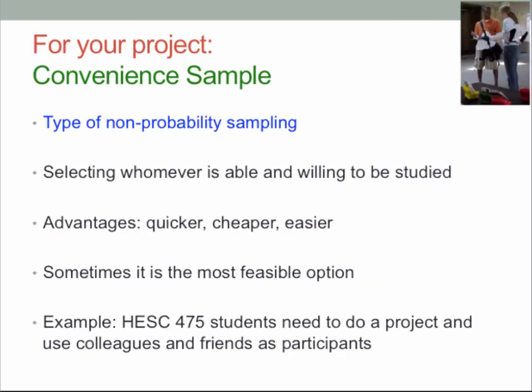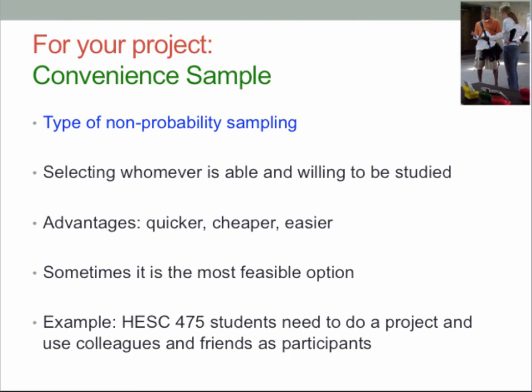And so for your project, you guys are going to be doing a type of non-probability sampling called convenience sample. This is essentially selecting whomever is available to you and is willing to be studied. The advantages of doing this type of non-probability sampling is that it's obviously quicker, it's cheaper, it's easier, and usually tends to be a more feasible option when it comes to time. Convenience sampling, who do you have access to? So for example, for your project, you have access to yourselves, you have access to other classmates and other people who might be students here at Cal State Fullerton or beyond, right?